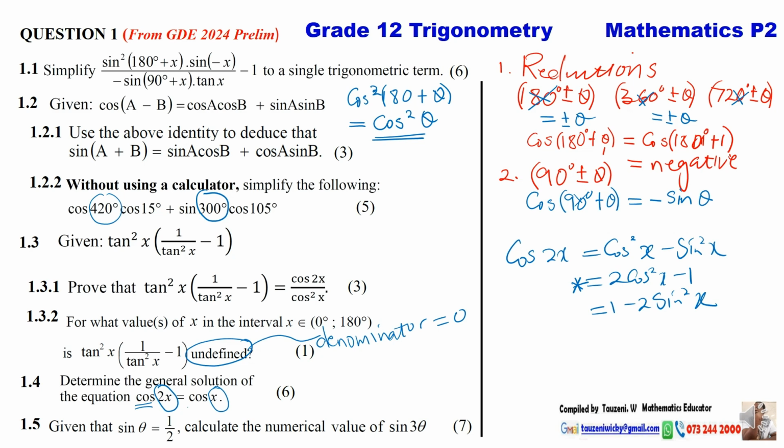Then number 1.5, we said this type of angles where theta is multiplied by 3, by 4, by 5, we may have to decompose them and separate them and express them as compound angle identities. Then we can apply the compound angle identities to solve the problem. That's what we have discussed generally in this question. This is from GDE Prelim paper 2 for 2024, Trigonometry Mathematics paper 2, grade 12.